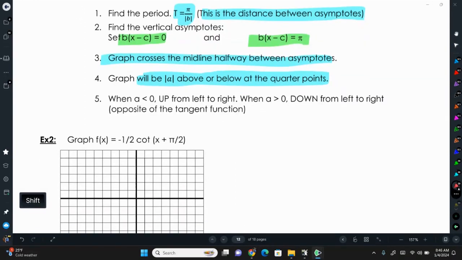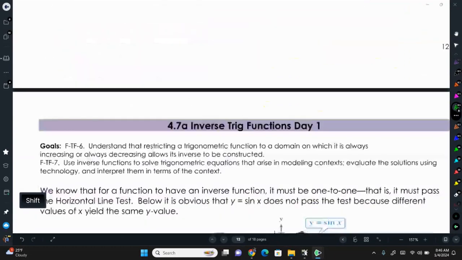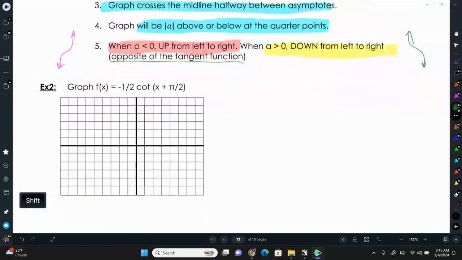And like I said earlier, the cotangent function looks like a negative tangent function, so what you've got to watch out for is that when A is negative, the graph is going up into the right. So when A is negative, it looks like a tangent function. And then when A is positive, or greater than 0, it looks like a negative tangent function. Like I said, opposite of the tangent function. So we have one graph here, negative 1/2 cotangent of x plus pi over 2.